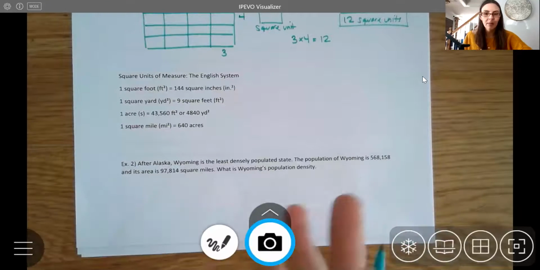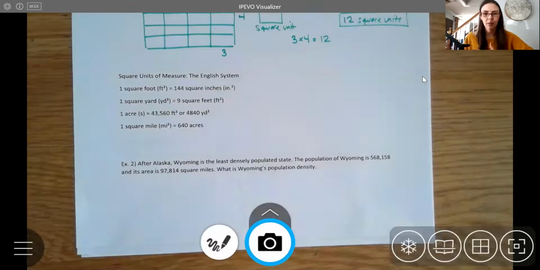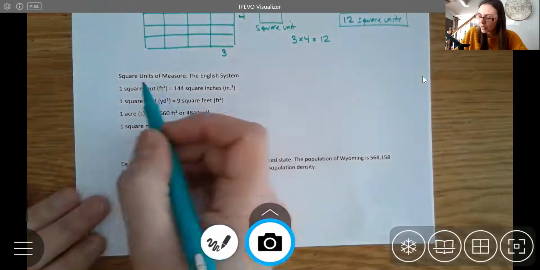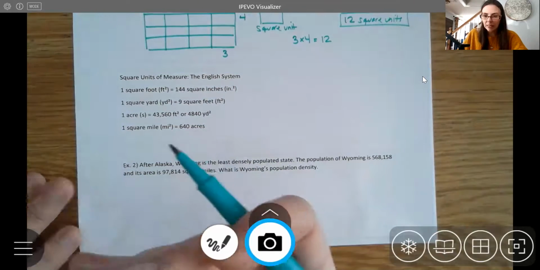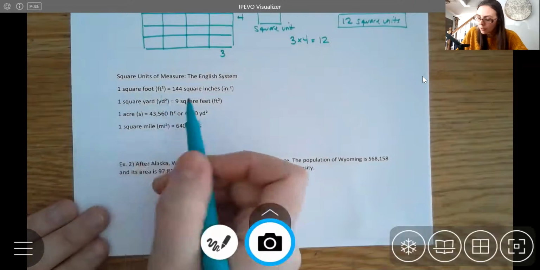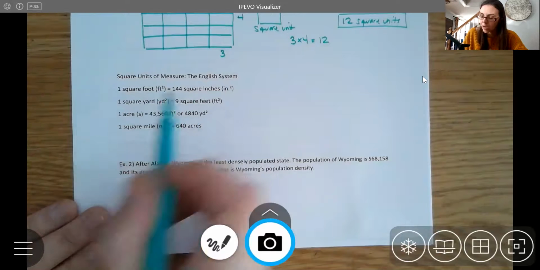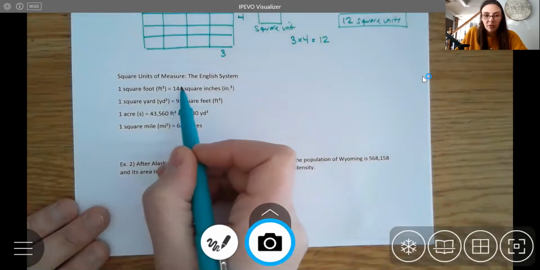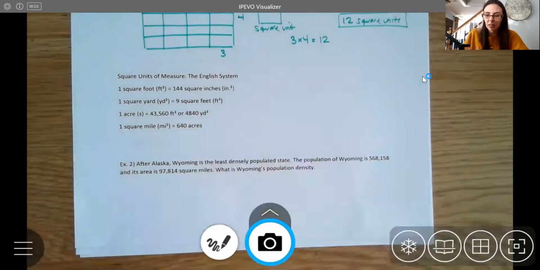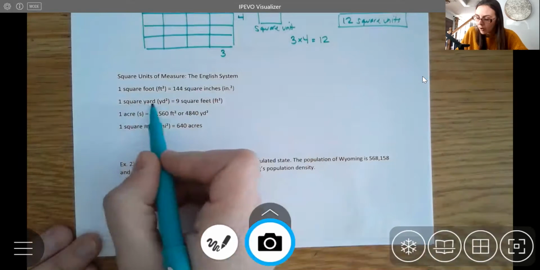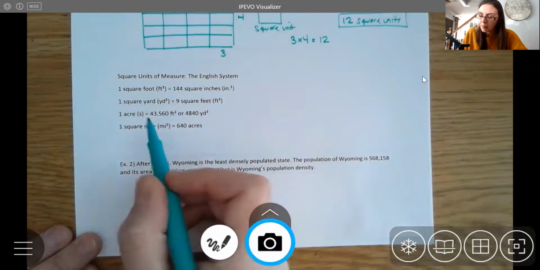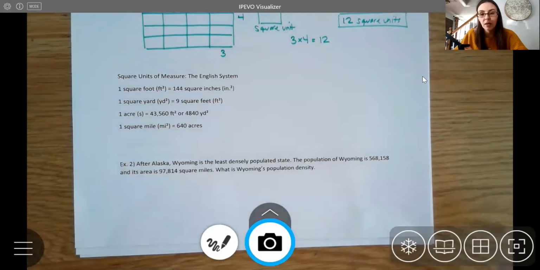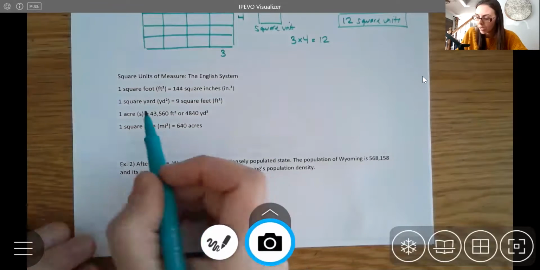All right, so we're going to do the same thing again here. Really, the point of this is how to transfer between different measurements. So for the English system, we're talking about areas now. 1 square foot, and you see the notation here, is equal to 144 square inches. Notice that 144 is 12 squared, okay? So everything is being squared here. 1 square yard is equal to 9 square feet. Again, because 1 yard as a length was 3 feet, so when you square 3, you get 9.